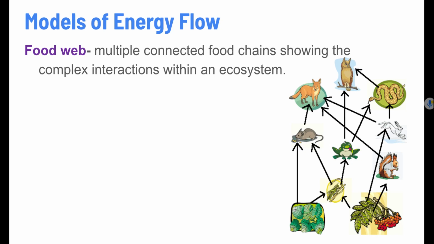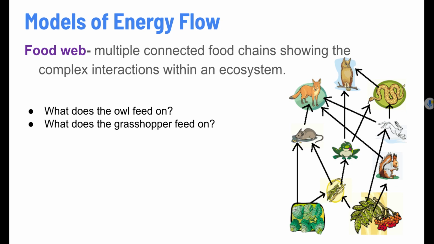There are at least 10 different food chains contained in this one food web shown on the slide. So let's practice reading this food web. What does the owl feed on? To figure it out, find an arrow pointing directly to an owl. Here's one. That arrow shows the energy from the snake being transferred to the owl when the owl eats the snake. In case that wasn't clear, let's do one more.